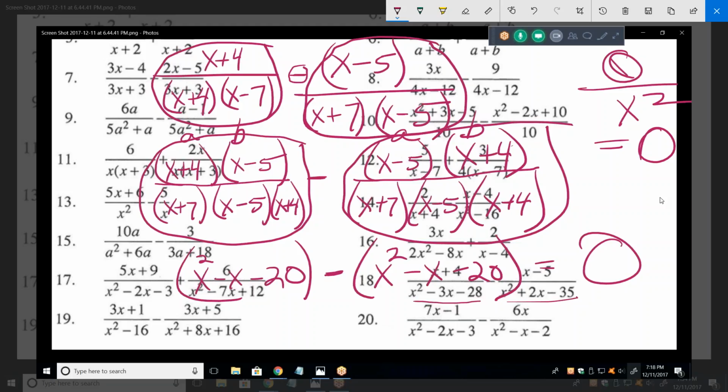If you end up with 0 in the numerator and the denominator, you don't actually know what that is. That's why it's called indeterminate. But if you have 0 over anything else, then the answer is 0.